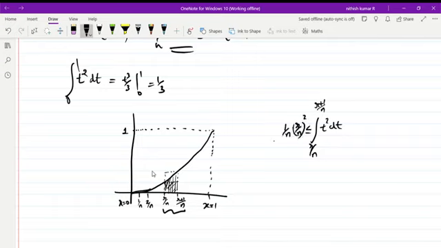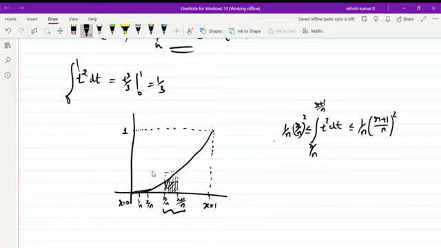So this is less than or equal to the actual area, and the actual area is also less than or equal to the larger rectangle. What is the height of the larger rectangle? It is the function value at the largest value, r plus 1 by n. So it is 1 by n into r plus 1 by n whole square.